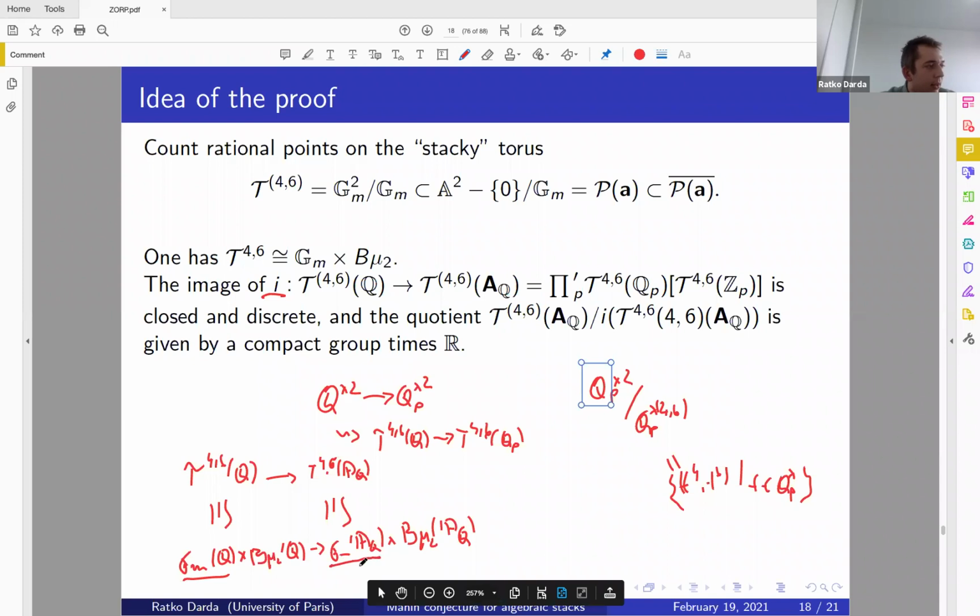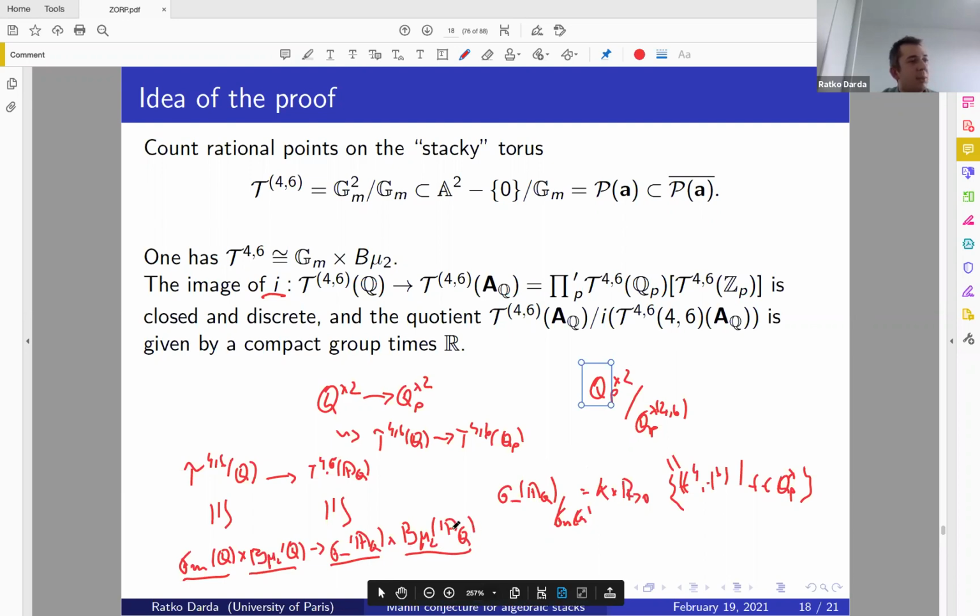This morphism hence decomposes as a product morphism. For the image of Gm of Q inside Gm of AQ, I'll just recall that Gm of AQ divided by Gm of Q is a compact group times R. You can write the morphism from Gm(AQ) to R greater than 0, given by taking the product of absolute values, and the kernel is AQ^1, and if you take the quotient by Gm(Q), you get something compact. So you get this, and now you have this part, Bμ2 of AQ.